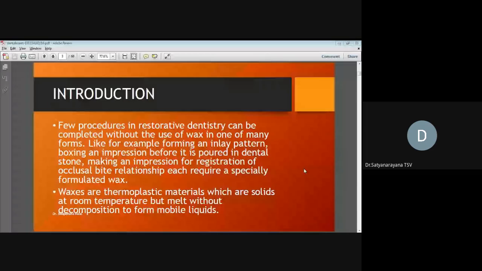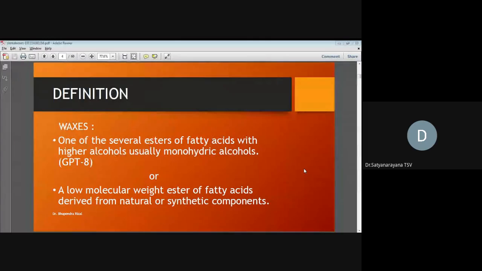Okay. So what is the definition of waxes? Can everybody see? According to the GPT definition, waxes are one of the several esters of fatty acids with higher alcohols, usually monohydric alcohols. Another definition is low molecular weight esters of fatty acids derived from natural or synthetic components. Understood?